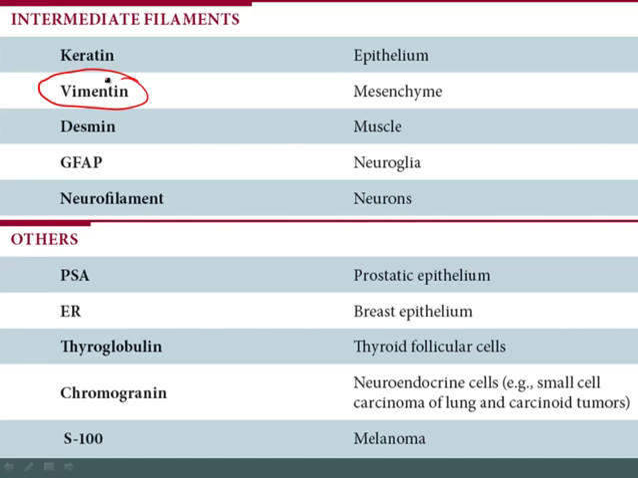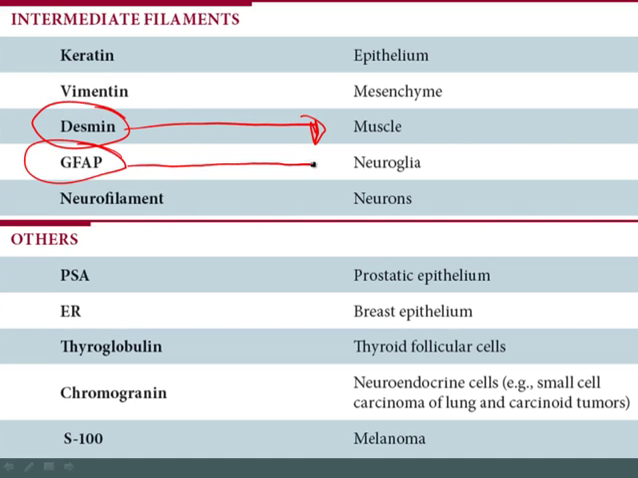Playing along the same lines, let's say that the cells are desmin positive. That would indicate that I'm dealing with muscle cells. If they're GFAP positive, that would indicate that I'm dealing with neuroglial cells. And if they're neurofilament positive, that would indicate that I'm dealing with neurons. So these intermediate filaments are very high yield because it goes back to histology and because we use these clinically. It's not uncommon for us to order a battery of immunohistochemical stains when we're trying to subclassify tumor. So you do need to be familiar with this.